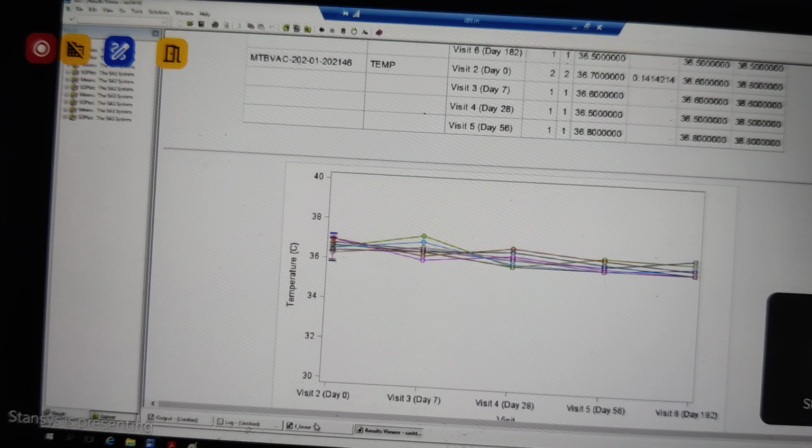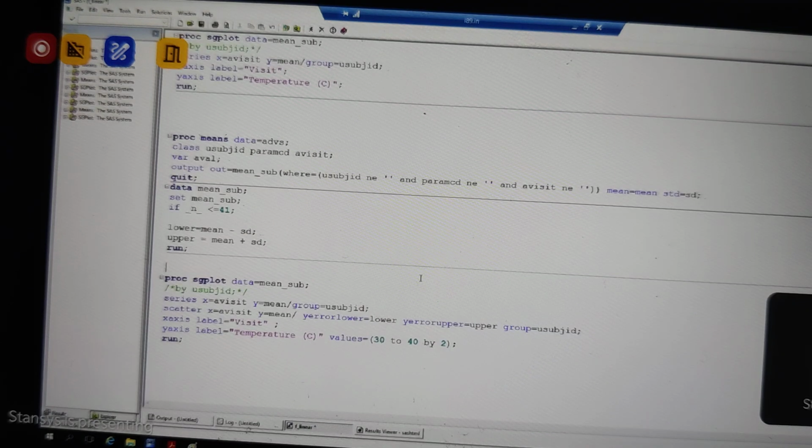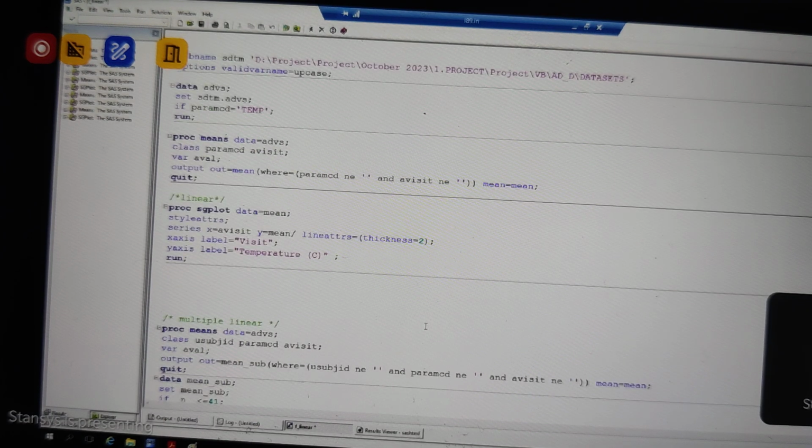Okay, so that's it about the figures. I can say the figures are easy now. It will not take much effort. Why? Because the main piece of code will be given by the statistician. We just need to write the proc report kind of thing, and that would be done.